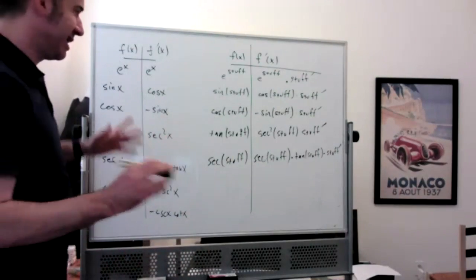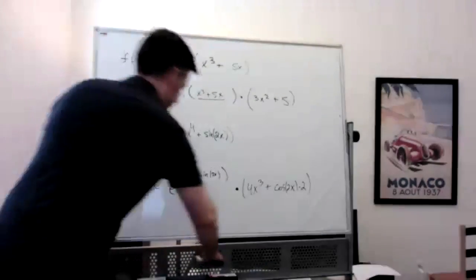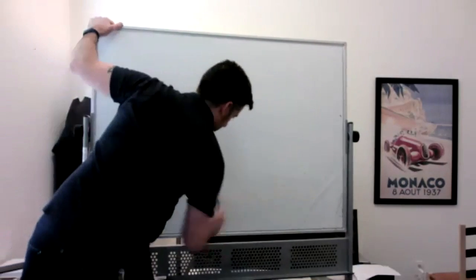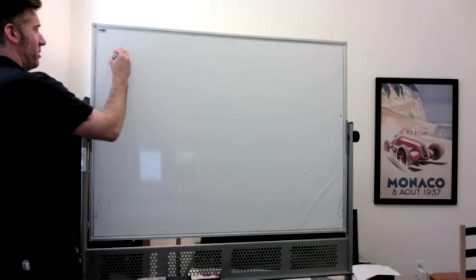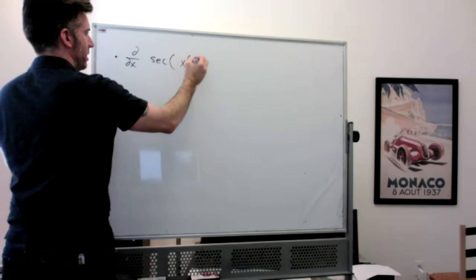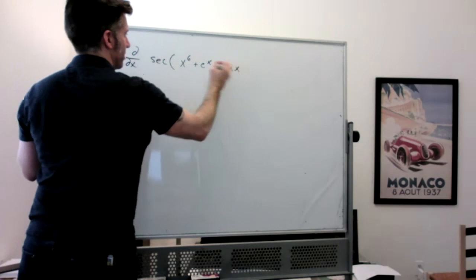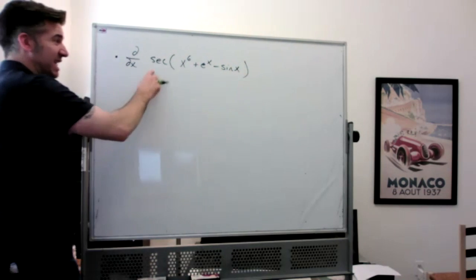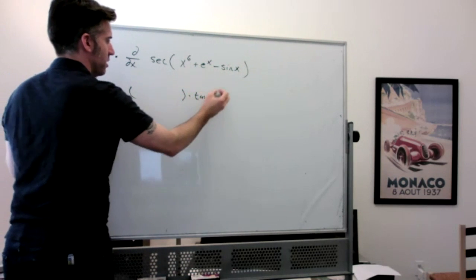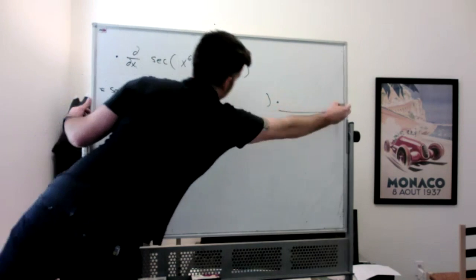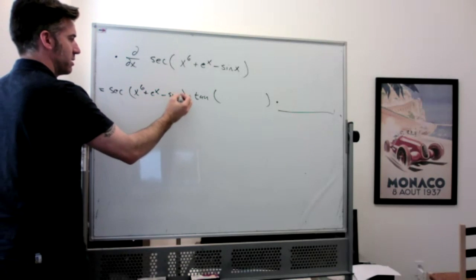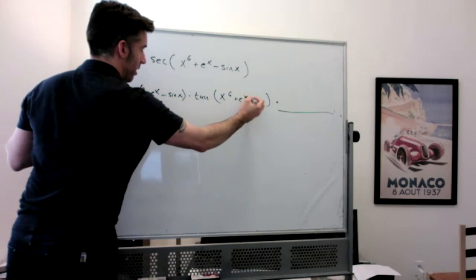So real quick, last examples. If I wanted to find the derivative of secant of x to the 6th plus e to the x minus sine of x, well, the derivative of secant of some stuff is secant of that stuff times tangent of that stuff times the derivative of the stuff, where the stuff is x to the 6th plus e to the x minus sine of x. Same stuff goes there.